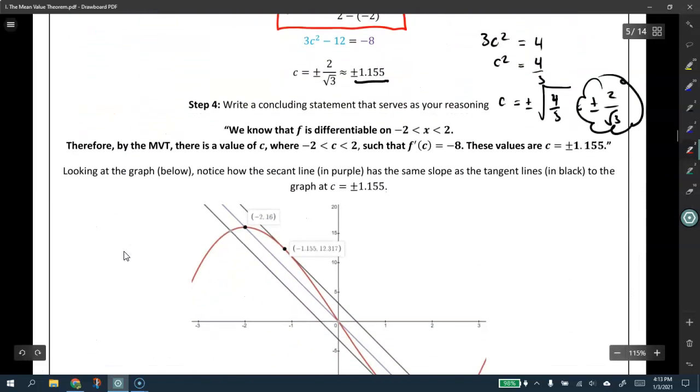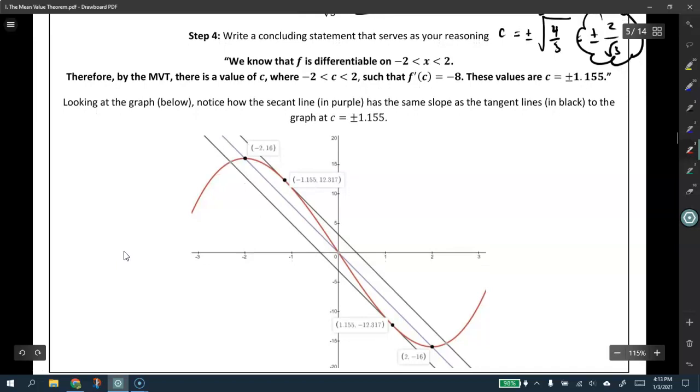Now, how do I write this as a concluding statement really quickly? I say that, number one, the precondition is met. Remember, this is a precondition. We know that f is differentiable on negative 2 to 2, okay? And therefore, we know that there must be a value c in that interval so that the derivative is equal to negative 8. And then we conclude by saying that these values are positive and negative 1.155.